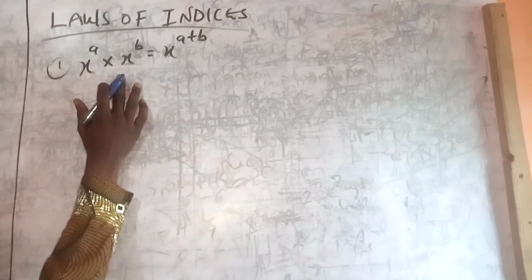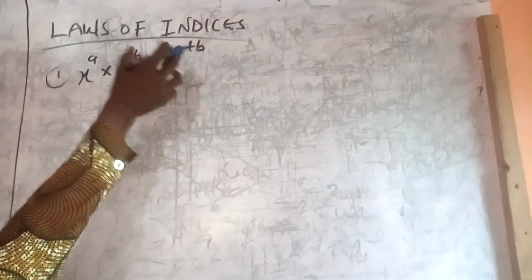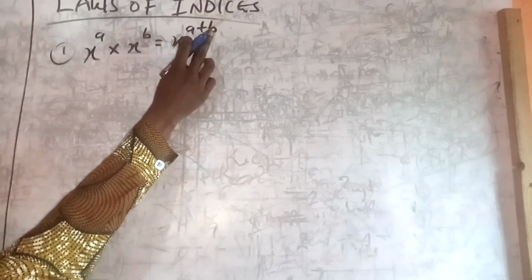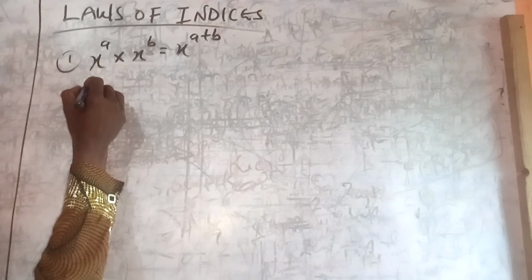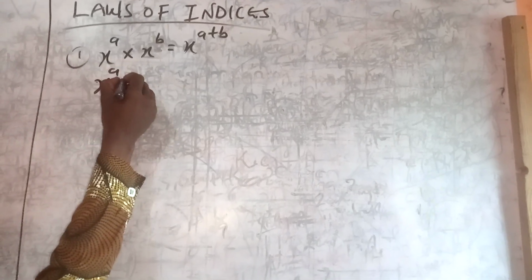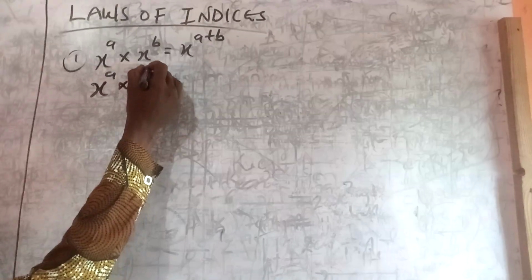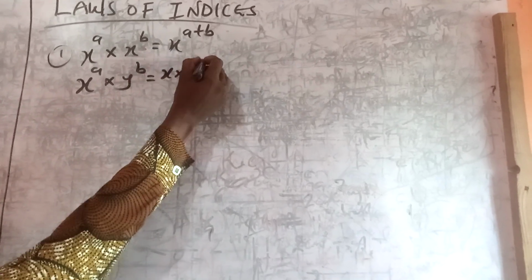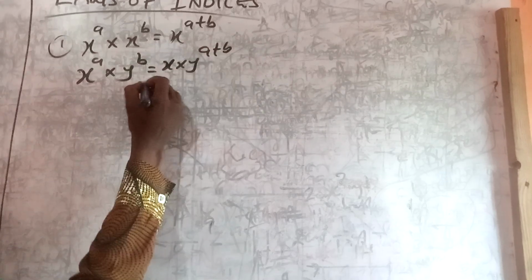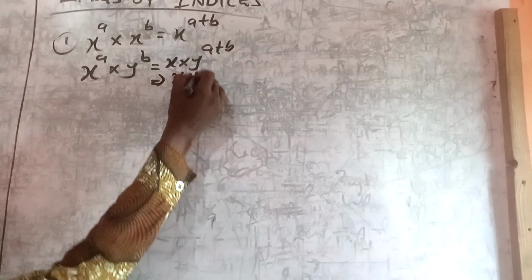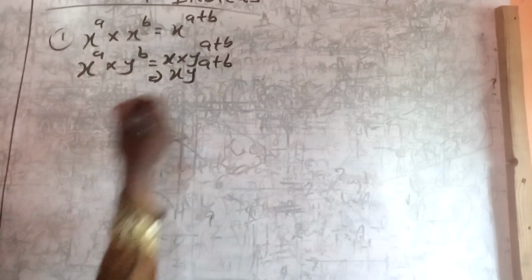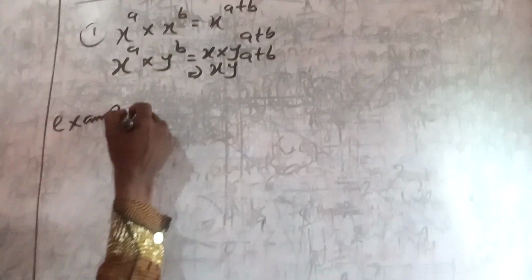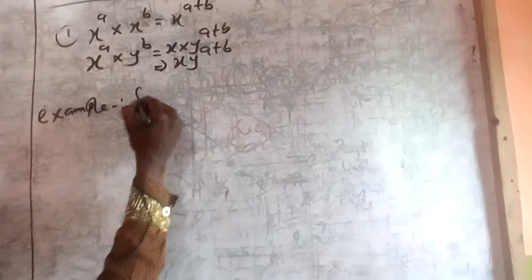When they are having the same base, you will add the 2 powers together, like I've simplified it, that will be a plus b. Subsequently, if they are not having the same base, that will be x times y raised to power a plus b, and that will be xy raised to power a plus b. Now let's take an example. Example 1.